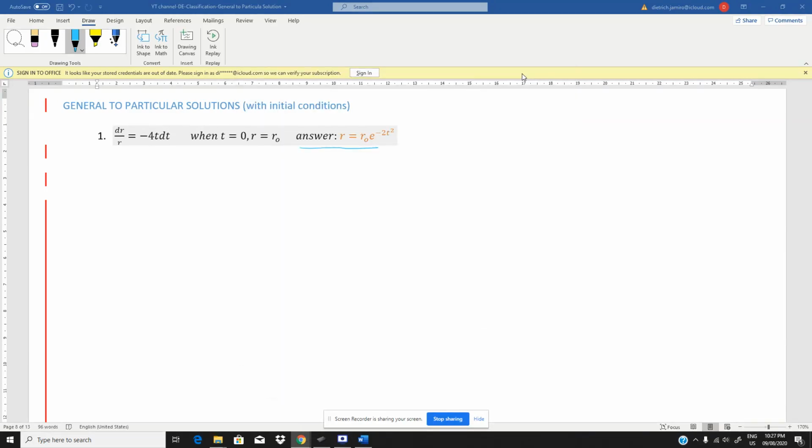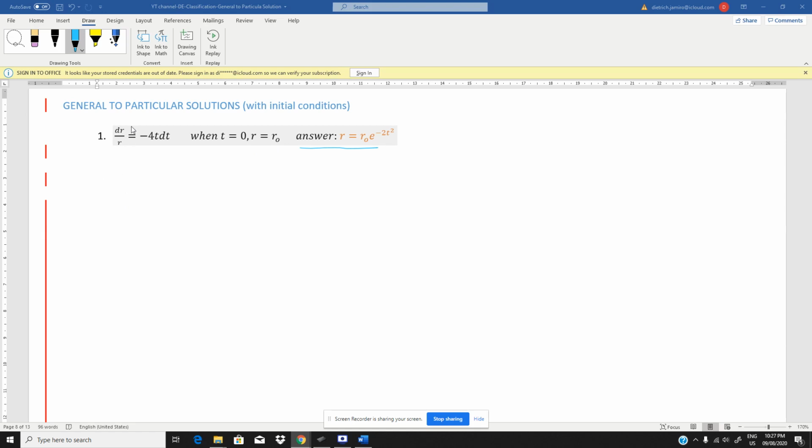So, welcome. Our next topic is all about general to particular solutions. Based on the previous topic, the only difference is that particular solutions have an initial condition, but the process is also the same. In this case, we are given dr over r equals negative 4t dt, when t is equal to 0 and r is equal to r sub o.